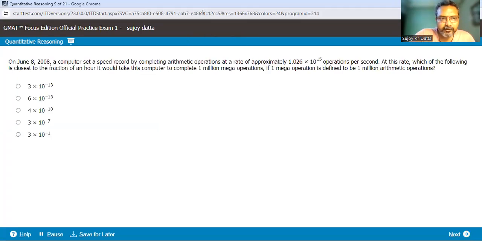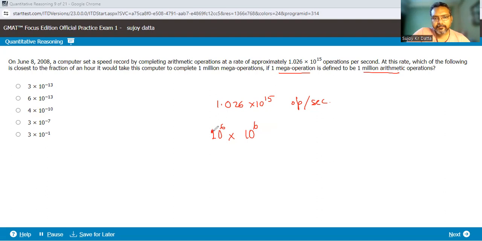All right, let's quickly go to the next one. A computer set a speed record by computing arithmetic operations at the rate of this many operations per second. At this rate, which of the following is closest to the fraction of an hour it would take to complete 1 million mega operations? So you have 1.026 times 10 to the power 15 operations per second. And million means 10 to the power 6. So 1 mega operation is 1 million operations. So 10 to the power 6 times 10 to the power 6 operations would take how much time?